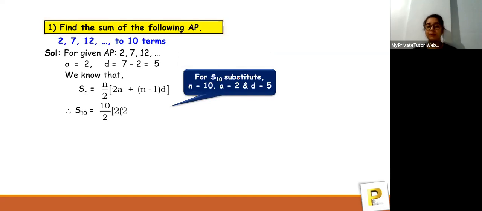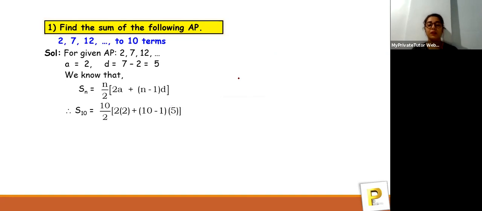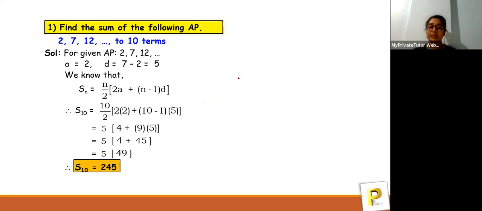Okay, so S10 is equal to 10 by 2 (2 into 2 plus (10 minus 1) into 5). So 10 by 2 becomes 5. 2 into 2 will become 4, plus 10 minus 1 will become 9, and 9 into 5 is 45. So this becomes 5 times (4 plus 45). Now if you add 4 plus 45, that will be 49, and the sum of 10 terms of this series is 245. Okay, in this way you can find 15 terms, 20, 30, 35, 40, 100, any number of terms, for this particular series and for any other series as well.